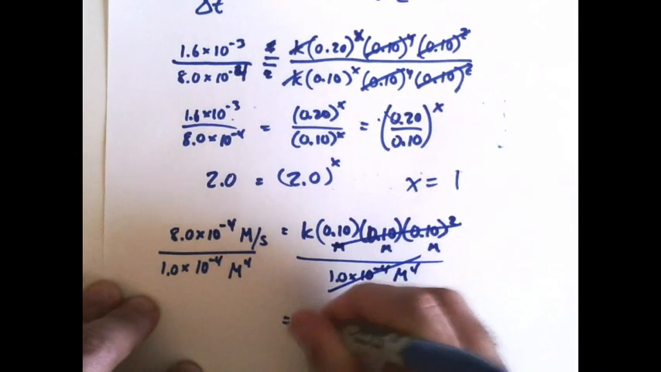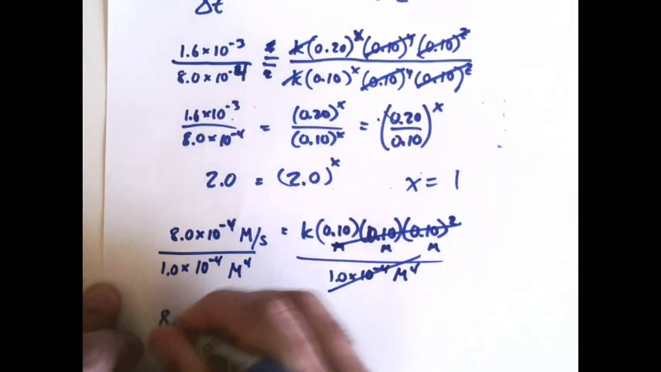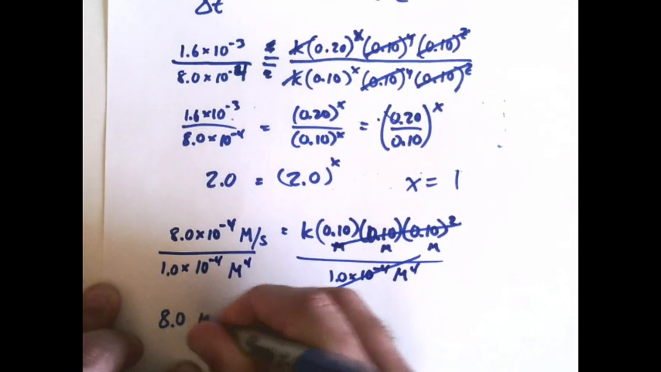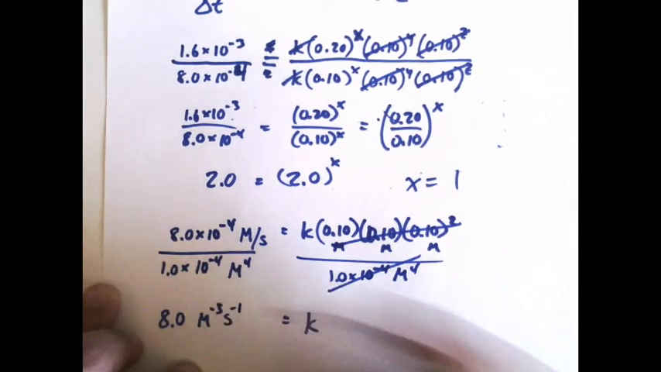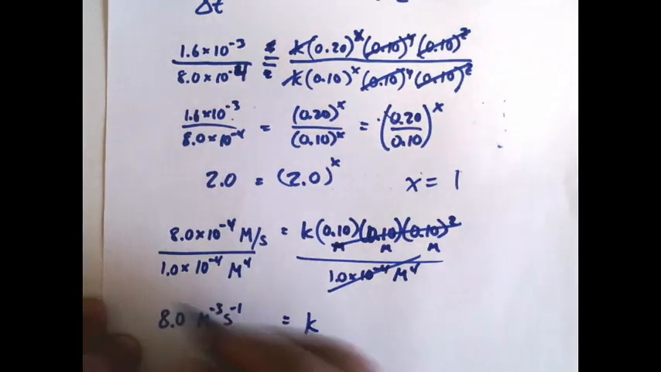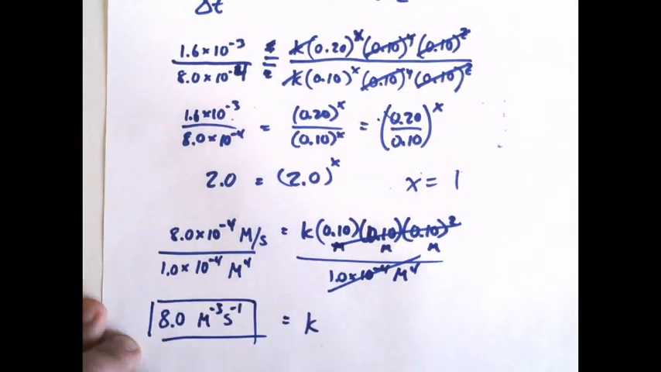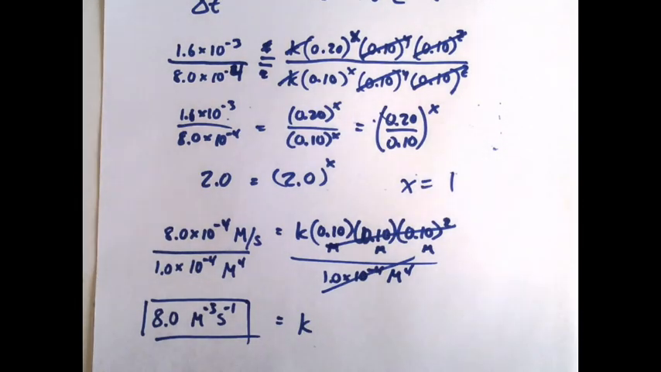And so my result here is that my K is simply 8.0 molar to the minus 3 seconds to the minus 1. And I know that's a weird looking set of units, but it's just what's necessary in order to make the right side of the equation give us molar per second, once we've multiplied by all of those molarities.